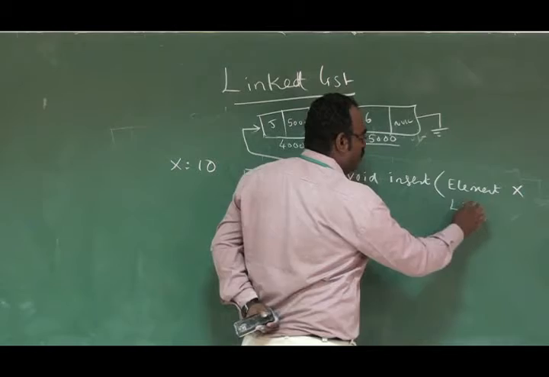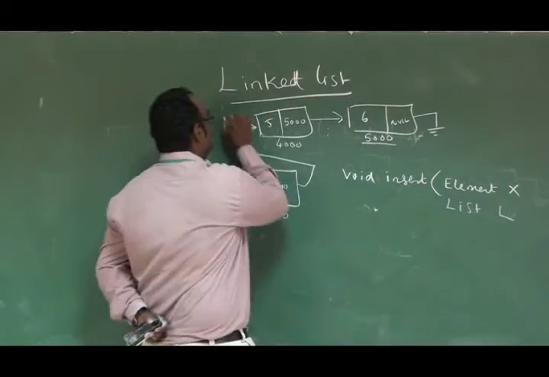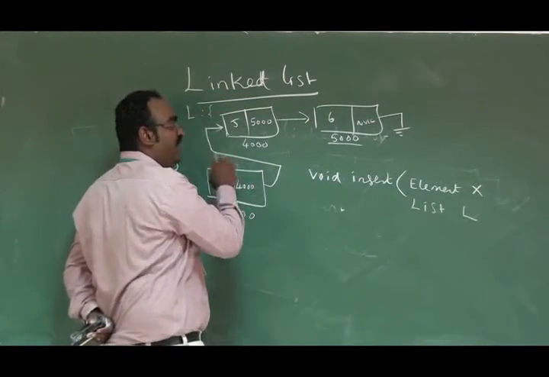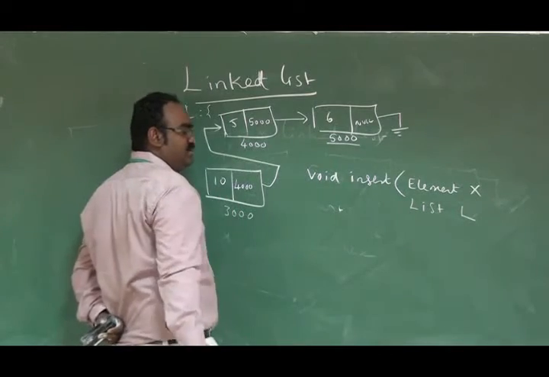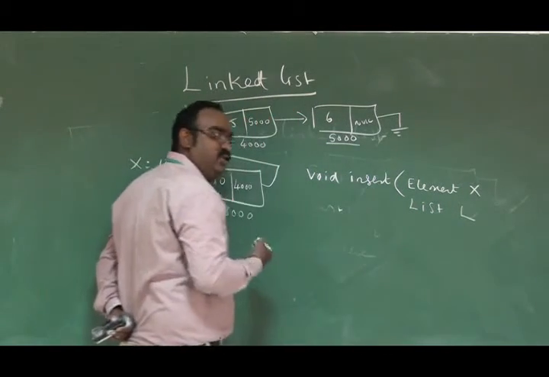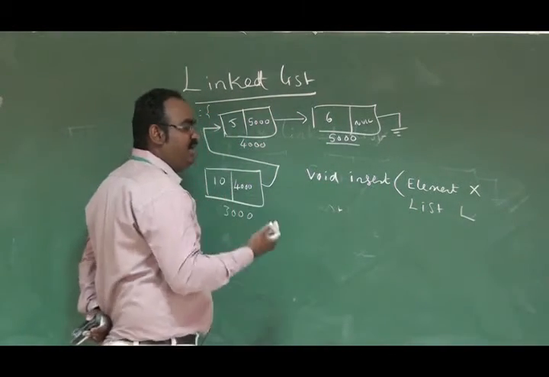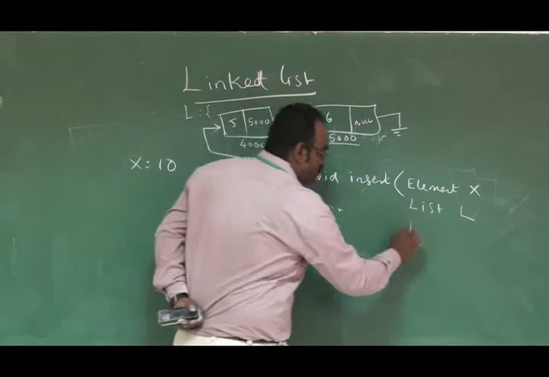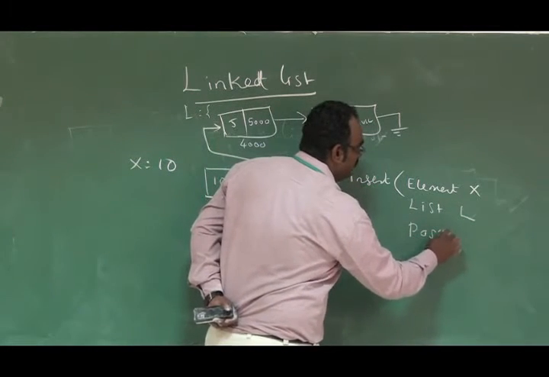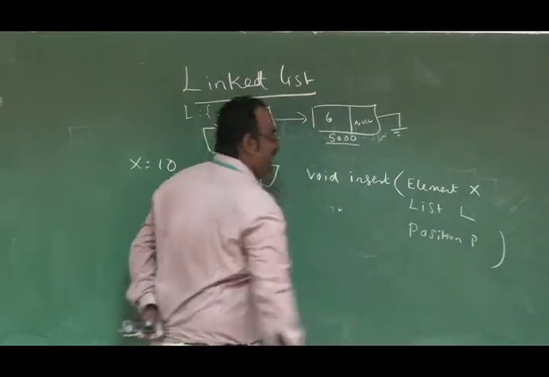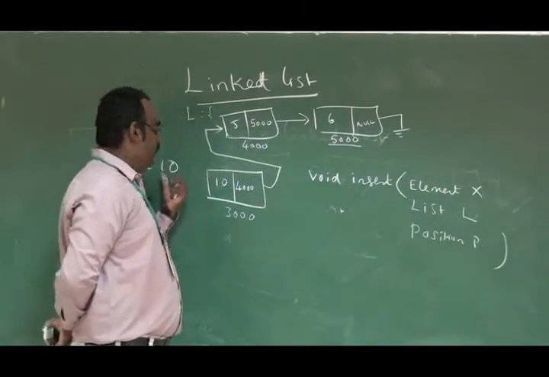Then which list are you going to insert into? That is L. So this list is L: 5, 10, 5 and 6 is the list L. And what is the key value you are going to use? So element X, list L. What is the position you are going to use? That is position P. So for inserting an element you need three parameters.